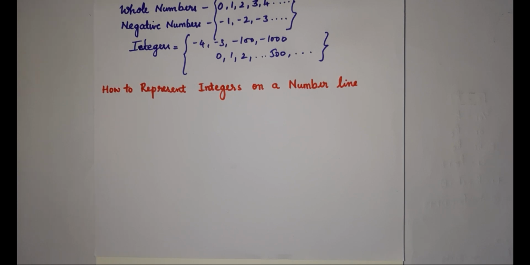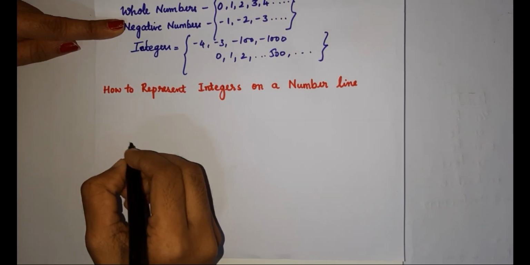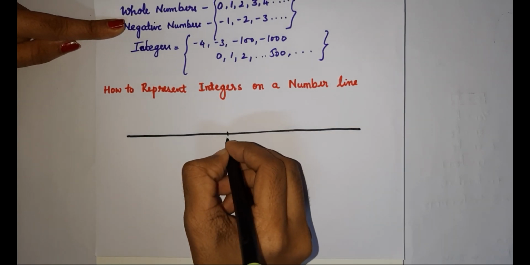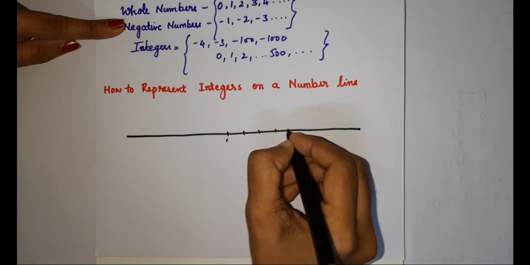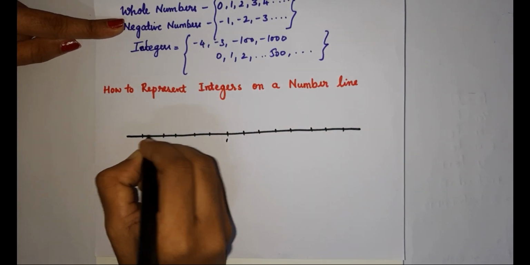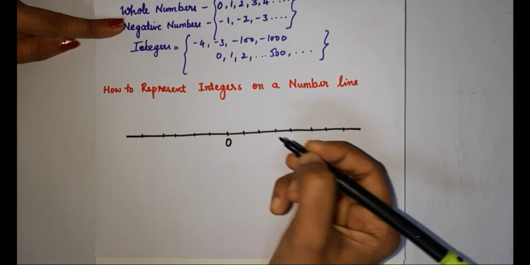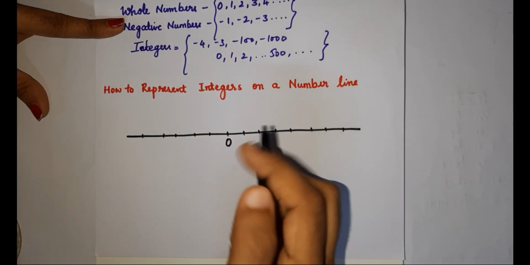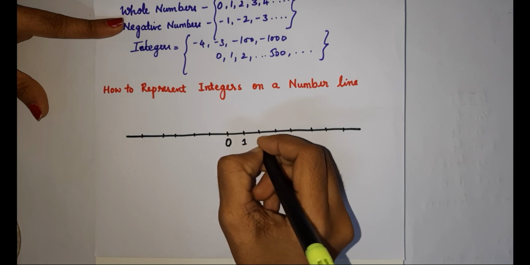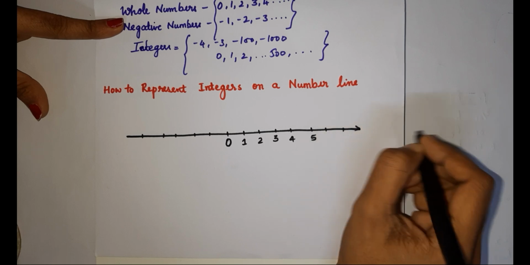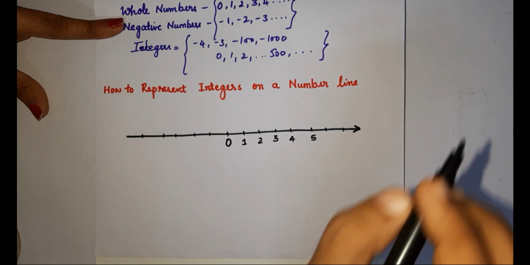Let us now look into how to represent integers on a number line. Let me first draw a line and divide it into different intervals. Let me consider this point as 0. Positive integers are written to the right of 0. So after 0, you write positive integers in increasing order: 1, 2, 3, 4, 5. This goes on increasing, and to show that it keeps on increasing, we put this arrow.